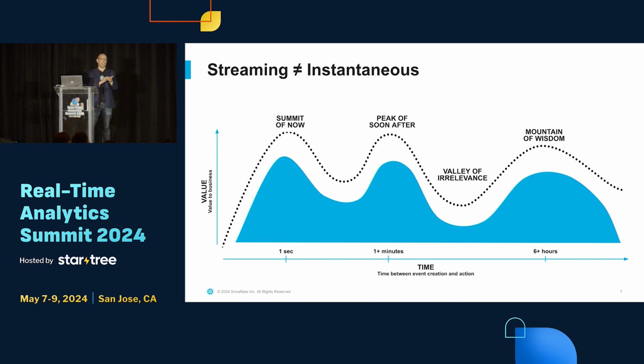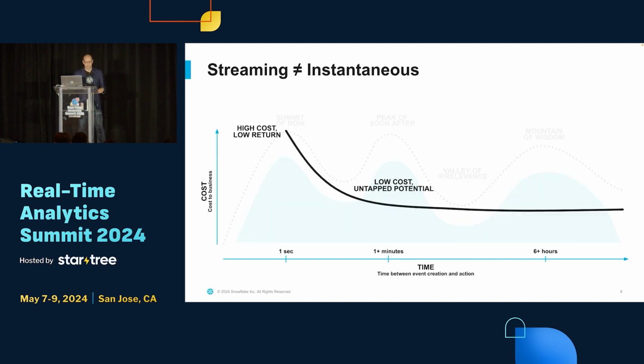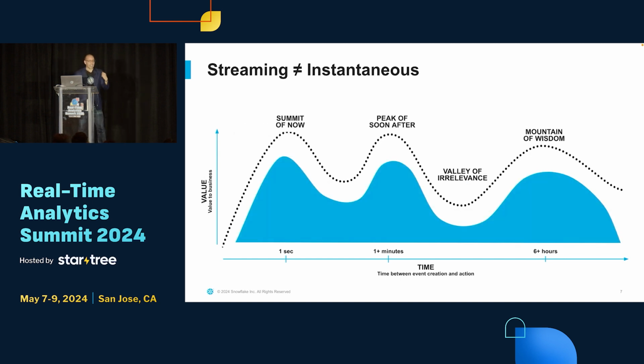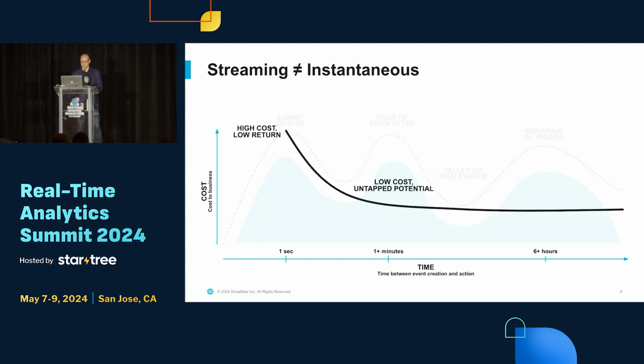We need to figure out where is the value for our business and the cost of delivering sub-second latency for a thing that would have been the same if we had delivered it 5 minutes later. And if we have 5 minutes, we can do so much more. So let's connect everything together. In fact, StarTree has a Snowflake connector, so we can make everything work together.